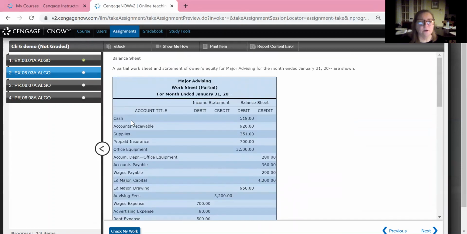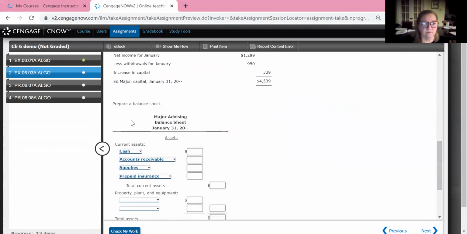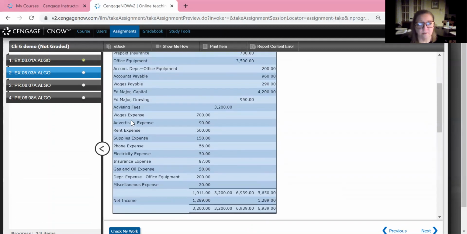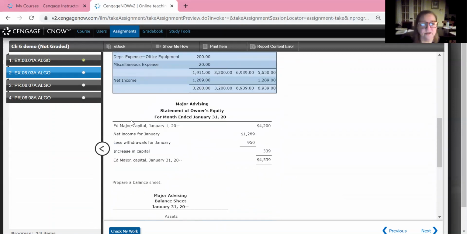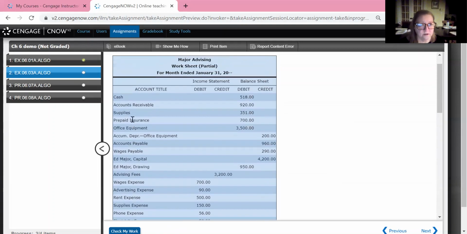Okay, and so those balances, I'm just pulling them straight from the worksheet. 518 and 920 for cash and receivables. 518, no, 519, and 920. And then I need my supplies and my prepaid balance, 351 and 700. I'm just pulling them from there. I'm only saying it out loud so I can remember it. Okay, so let me look back and see if there's any more current assets. All those are current because they're going to be used up or turned into cash within a year. So that's all these four.